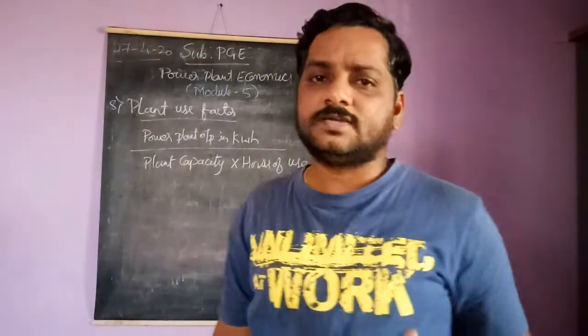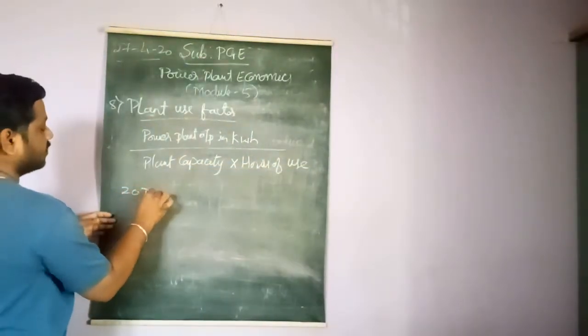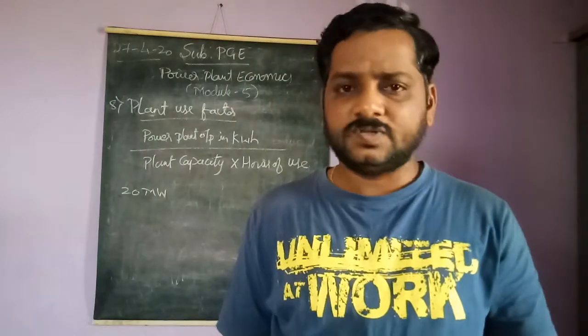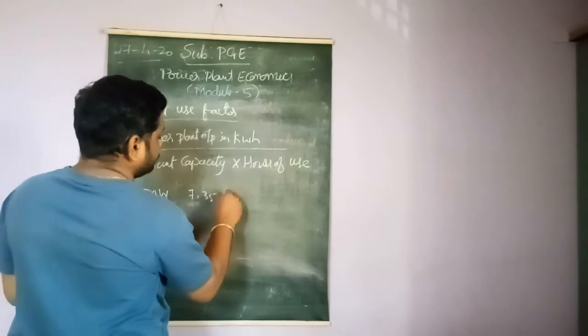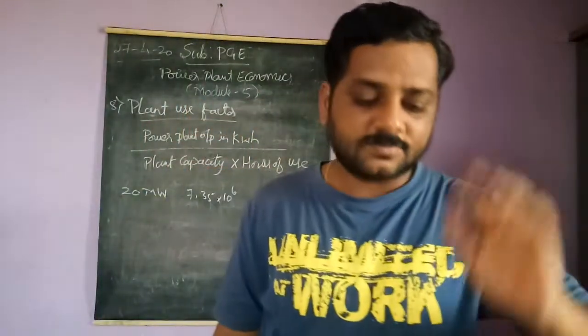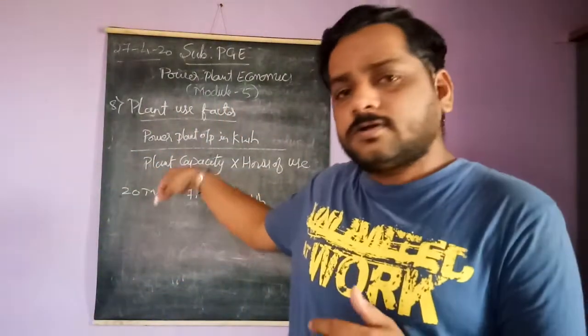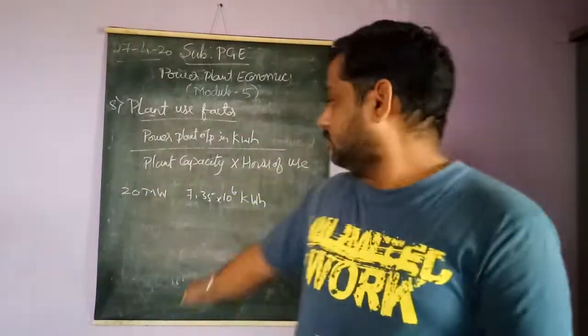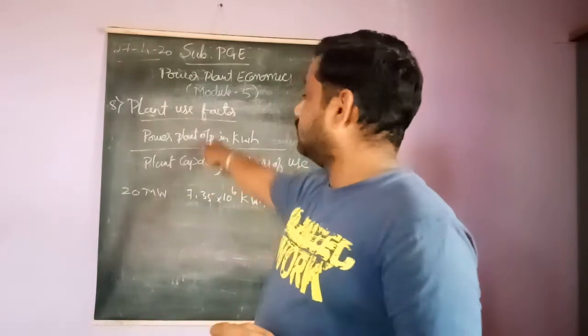But here, I'll take one example. Say there is a power plant which can generate a maximum of 20 megawatt. The maximum demand of the power plant is 20 megawatt in a year. Let us consider it is for one year, and it produces only 7.35 into 10 to the power 6 kilowatt hour. The production is less because of some problems: strike, shutdown, non-availability of fuel, so many reasons. That is the power plant output, the actual output developed.